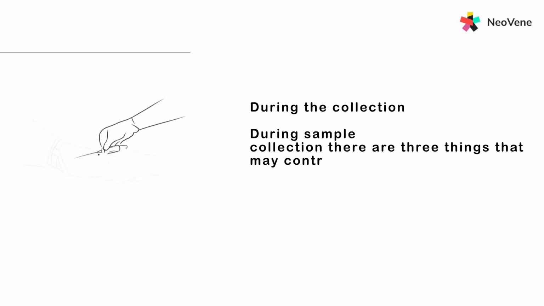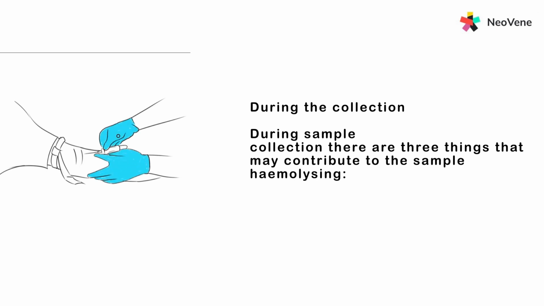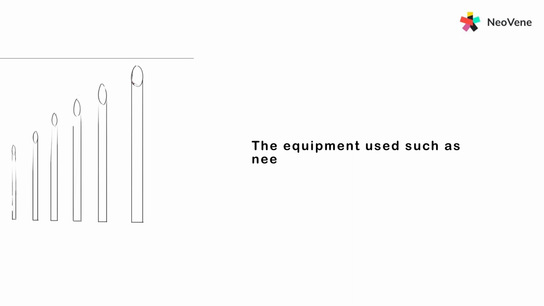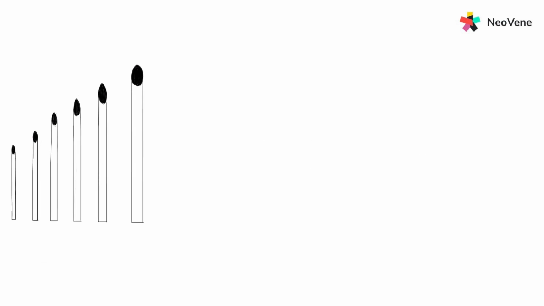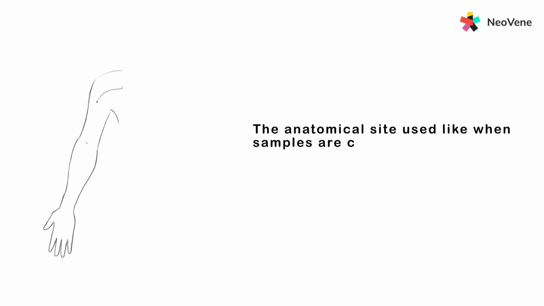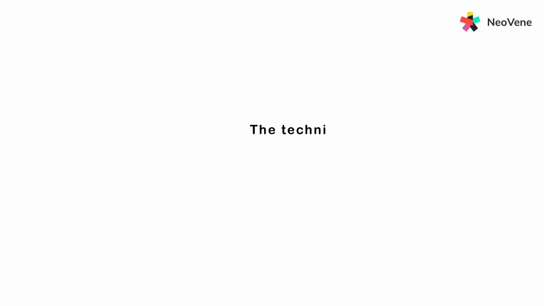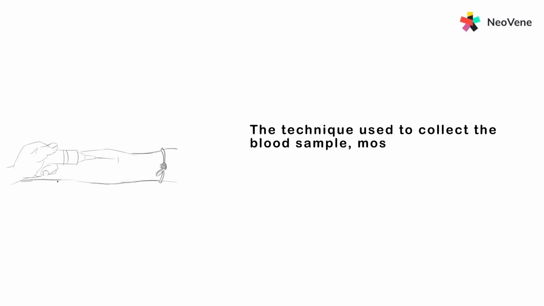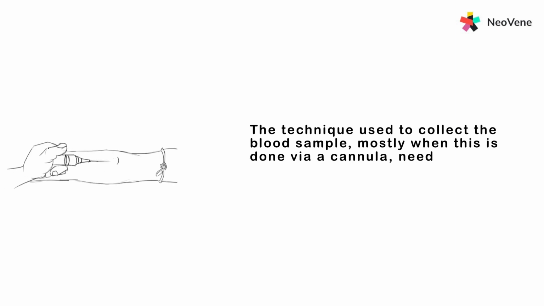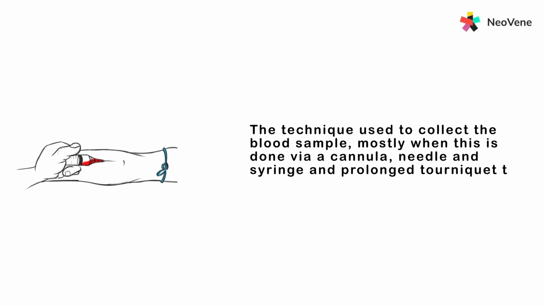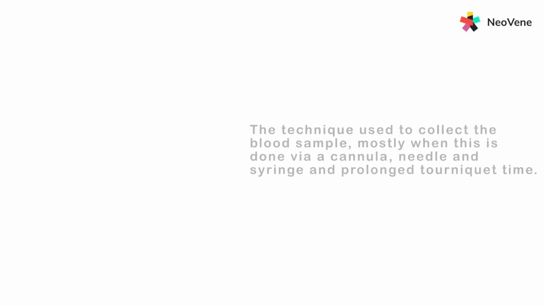During sample collection, there are 3 things that may contribute to the sample hemolyzing. The equipment used, such as needle gauge. The anatomical site used, like when samples are collected distal to the antecubital fossa where the veins are smaller. The technique used to collect the blood sample, mostly when this is done via a cannula, needle and syringe, and prolonged tourniquet time. 2.